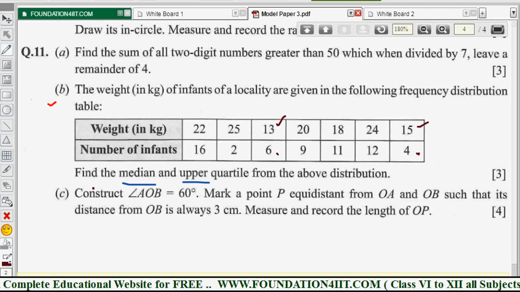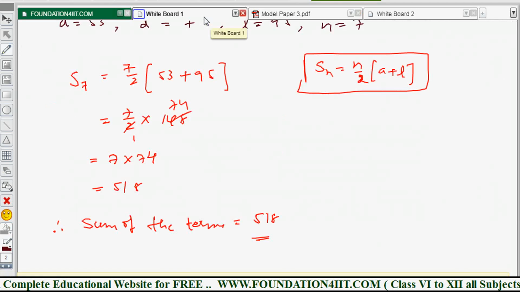Construct angle AOB 60 degrees. Mark a point P equidistant from OA and OB such that its distance from OB is always 3 centimeters. Measure and record the length of OP. Okay. From the same channel you can find the construction videos also. You can find this type of sums there even. Just I'll explain roughly in this paper now.